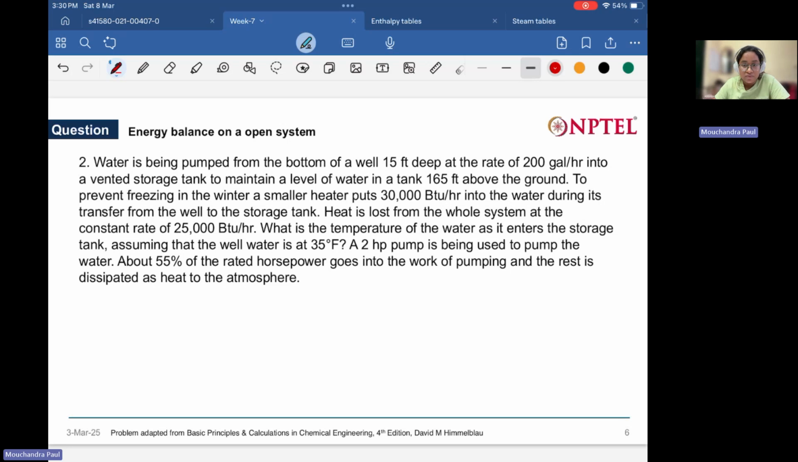So, what is the temperature of water as it enters the storage tank? Assuming that the well water is at 35 degree Fahrenheit. So, a 2 horsepower pump is being used to pump the water, and about 55% of the rated horsepower goes into the work of pumping, and the rest is dissipated as heat to the atmosphere.